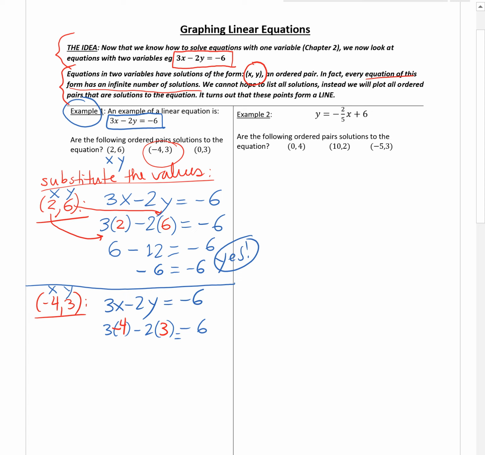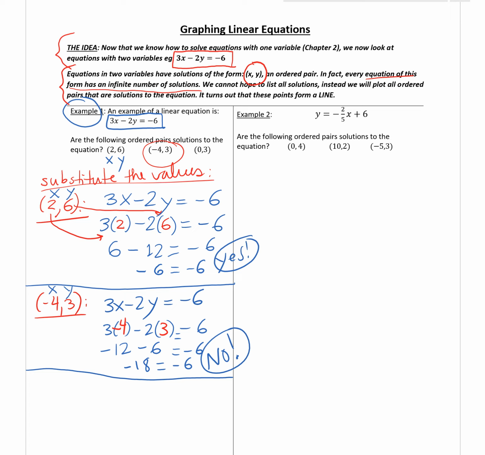See, we got 3 times negative 4, that's negative 12. Negative 2 times 3 is negative 6. I don't think that's going to happen, right? That's negative 12 minus 6, that's negative 18. I don't think negative 18 is equal to negative 6. No. Okay, that means that that point, negative 4, 3, was not a solution to that equation.